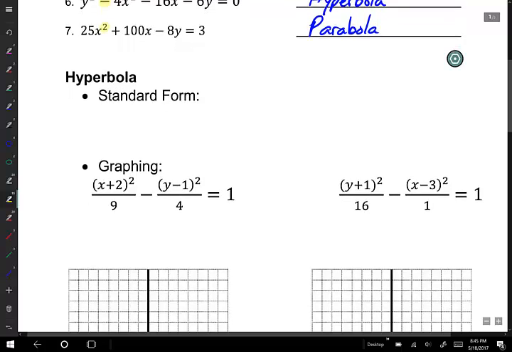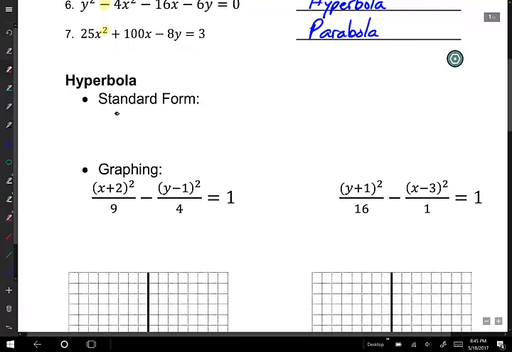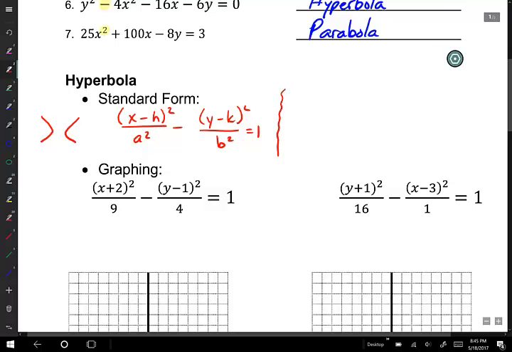Now, as we talked about ellipses, we have a standard form of a hyperbola. That standard form is (x minus h) squared over a squared minus (y minus k) squared over b squared equals 1. And when the x comes first, the hyperbola is going to go sideways, like so. The other standard form of a hyperbola comes when the y is first. So you have (y minus k) squared over b squared minus (x minus h) squared over a squared equals 1. And this hyperbola is going to go up and down.